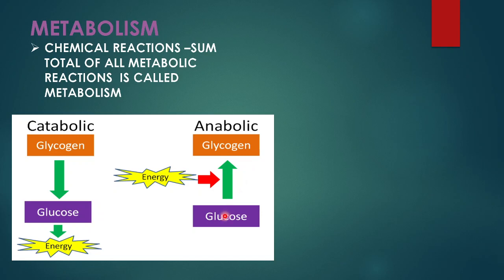The same starch, when it is broken down to give energy, we will call catabolic. Or in the respiration process, when glucose breaks down to release energy, even then it is called a catabolic process. So summing up, catabolic is breaking down, anabolic is building up. All metabolic reactions in the body involve catabolic and anabolic reactions.